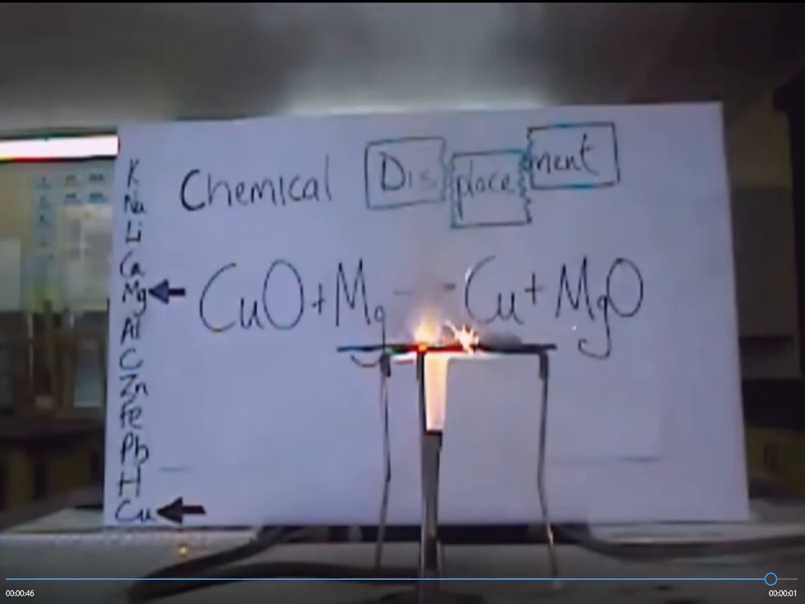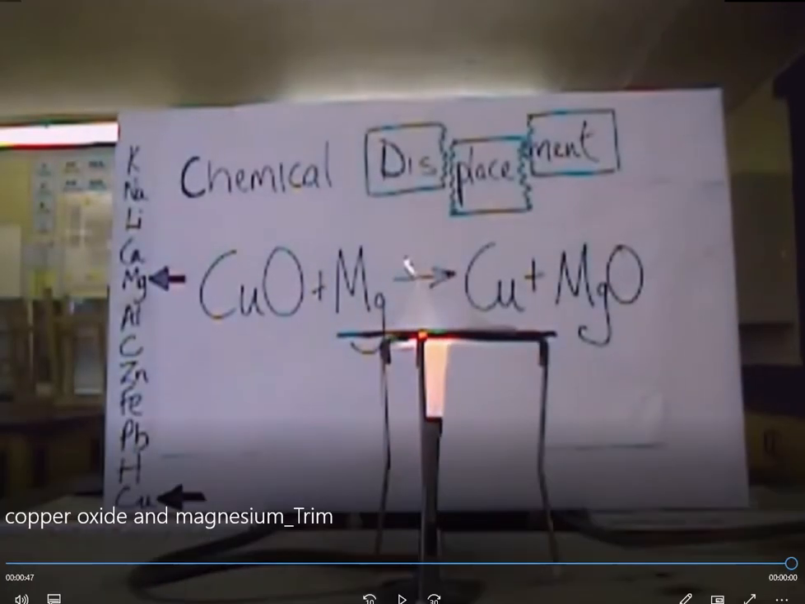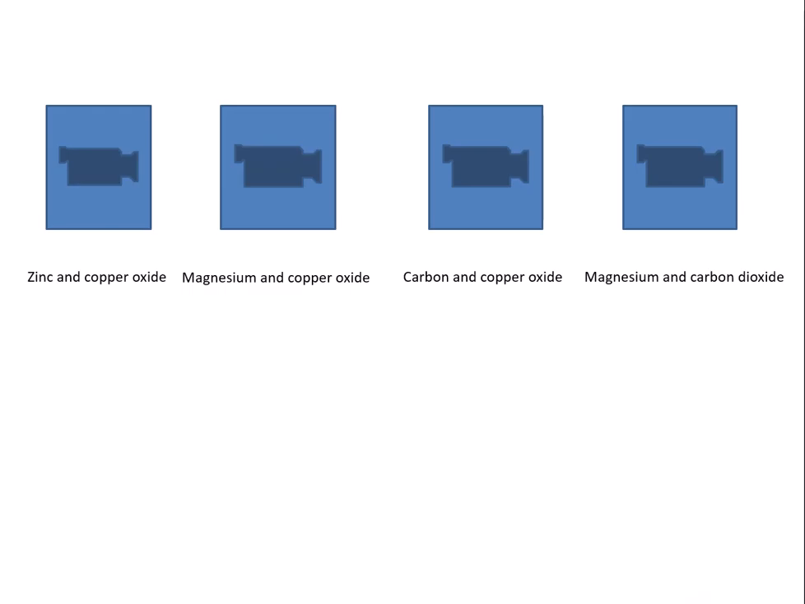There we go. So very spectacular reaction. So the magnesium, because it's really much more reactive than the copper, it steals the oxygen away. So copper oxide plus magnesium gives us magnesium oxide plus copper. So in both of those, the more reactive metal, the zinc and the magnesium, have stolen the oxygen away from the copper.